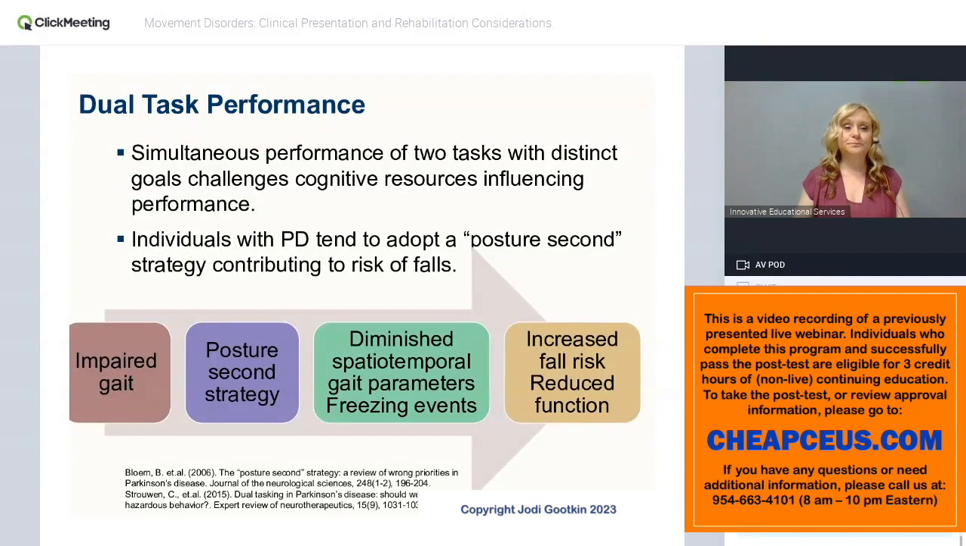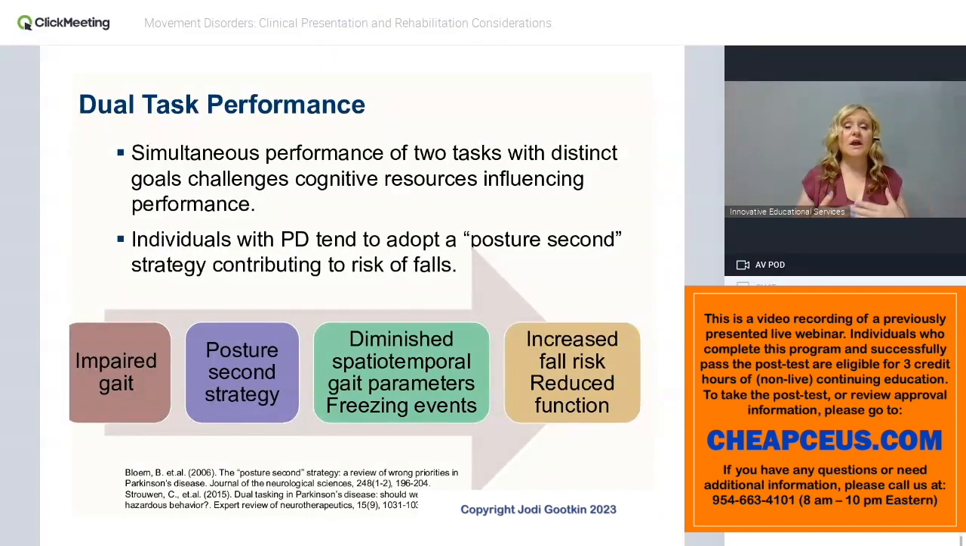Dual task performance. This is when there is multitasking or performing more than one activity at the same time, it allows for several well-learned tasks to be performed safely, appropriately, and effectively. The challenge is that if they're not well-learned, there'll be incorrect performance.